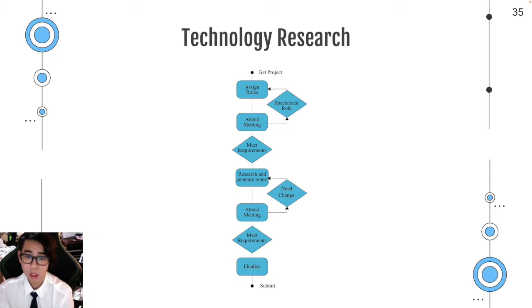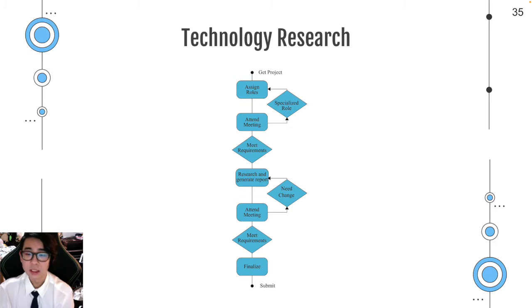So first we get the project, assign the roles, attend the meeting, and specialize the role. If it's not, assign the roles again, attend the meeting, and meet the requirement. We start to research and generate a report, attend the meeting, and then this is where it's different: need change and need update. The last one was need update, which means we update more information.